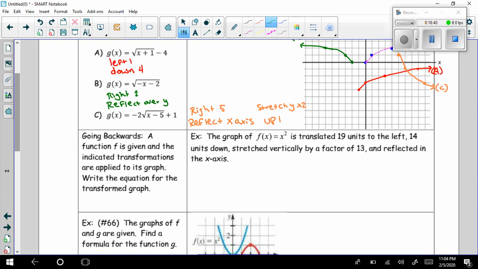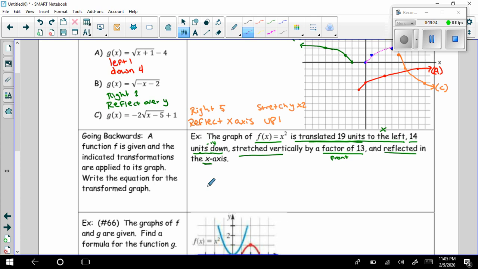Okay, so now we can apply the same rules to writing equations. We didn't get to this in class. The graph of f of x equals x squared is a quadratic. We want to show that it's translated 19 units to the left. Remember, this is with your x. 14 units down, this is a constant, so plus or minus, in this case, minus 14, and then stretched vertically by a factor of 13. So this goes in front and then reflected in the x-axis, so we want that in front as well.